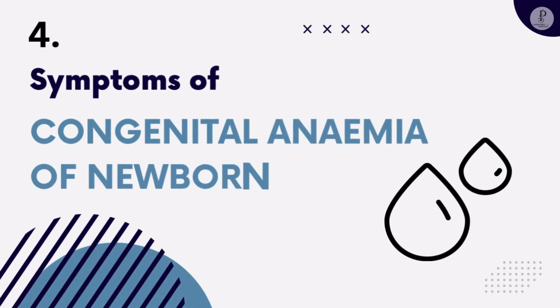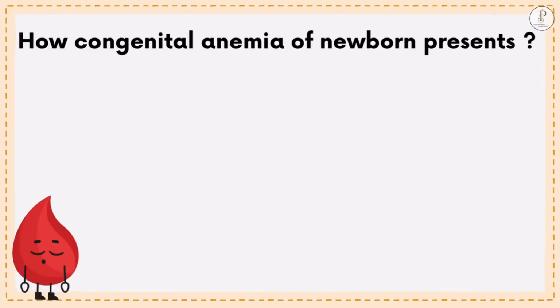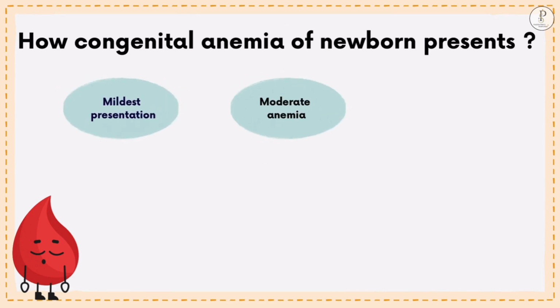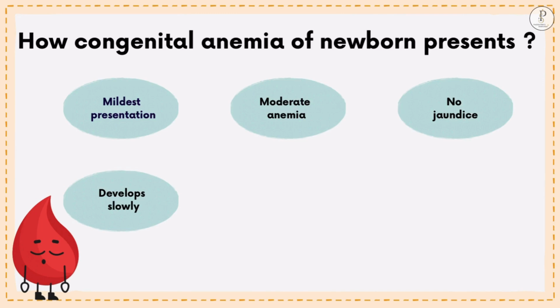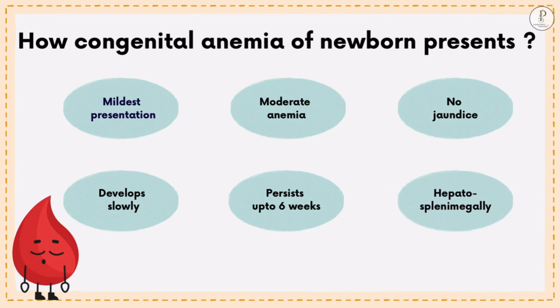Symptoms of congenital anemia of newborn. This is the mildest presentation of RH disease. Here there is moderate anemia, but there is no jaundice. This anemia develops slowly over the next few weeks and it may persist for up to 6 weeks of life, till all maternal antibodies are exhausted. Hepatosplenomegaly is usually present.